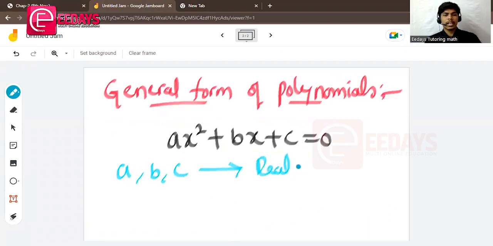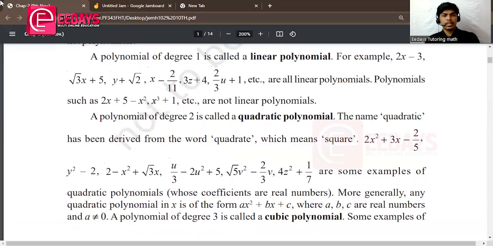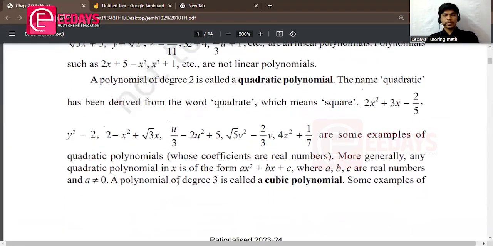I think everyone knows the real numbers, right? It is a combination of rational numbers and irrational numbers, and a is not equal to 0. This is the second condition. First condition, second condition. All right. a not equal to 0. So these are the basics.